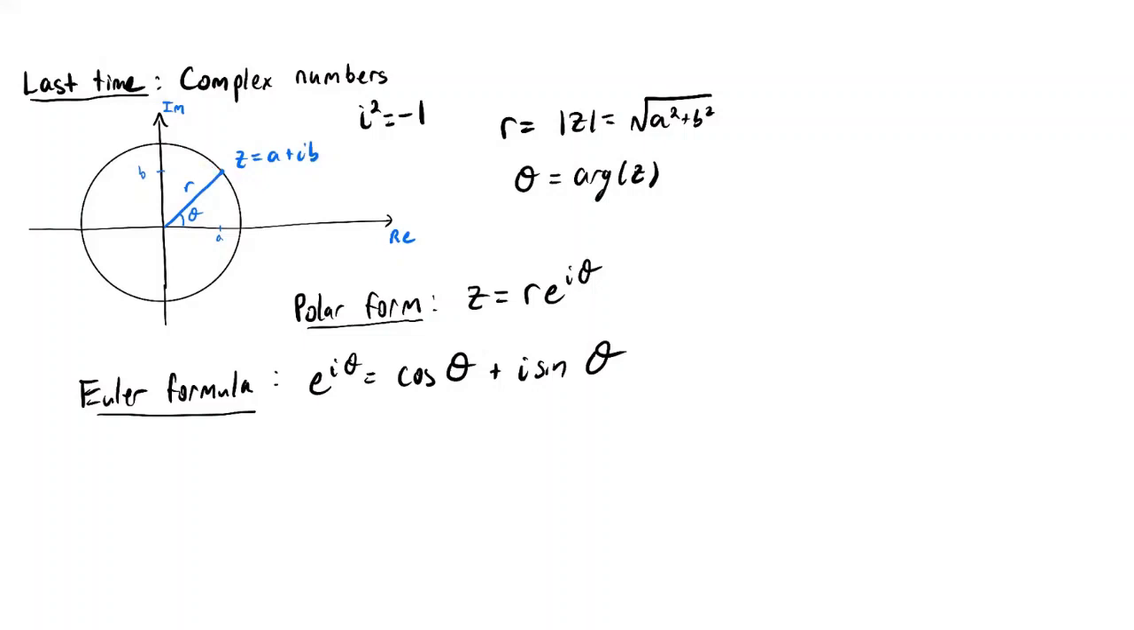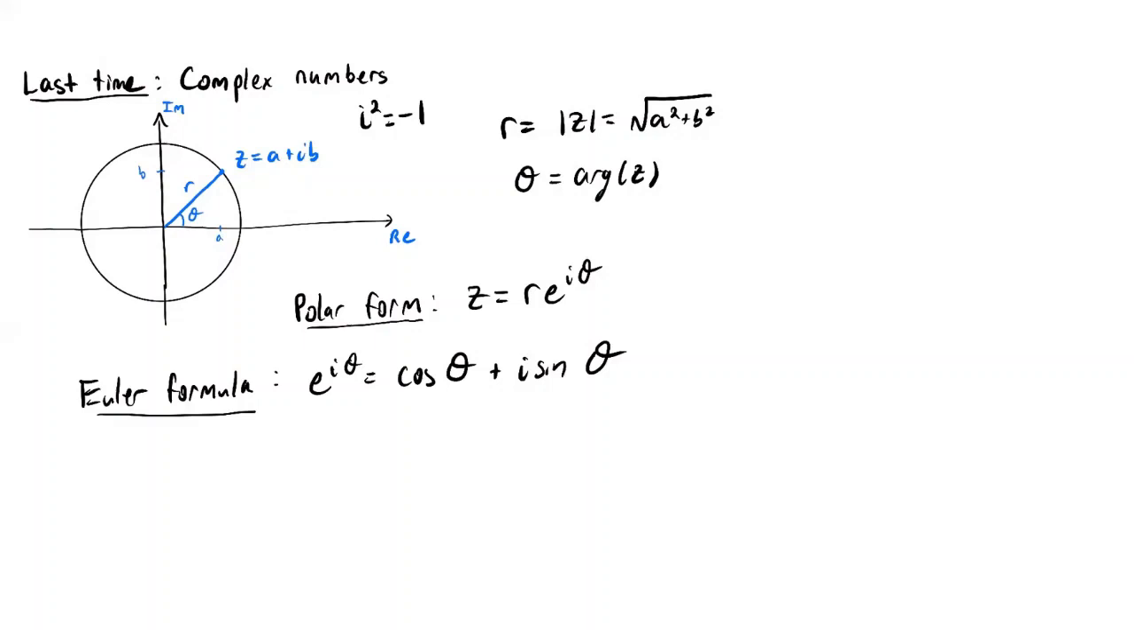This lends itself to a natural notion of length of the complex number, which is calculated using the Pythagorean theorem. If z is equal to a plus ib, then the length is given by the square root of a squared plus b squared. Sometimes this is called the modulus.